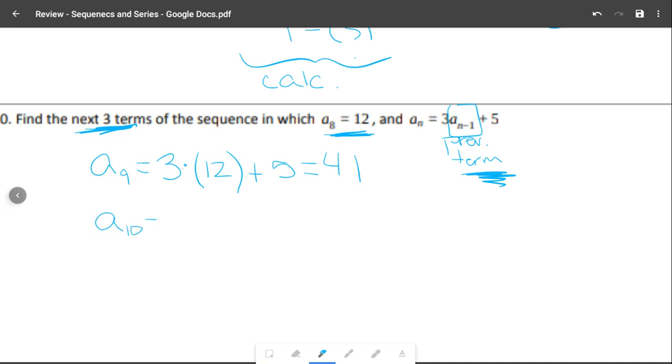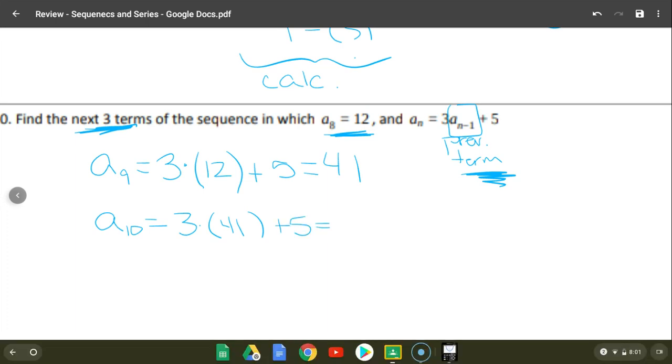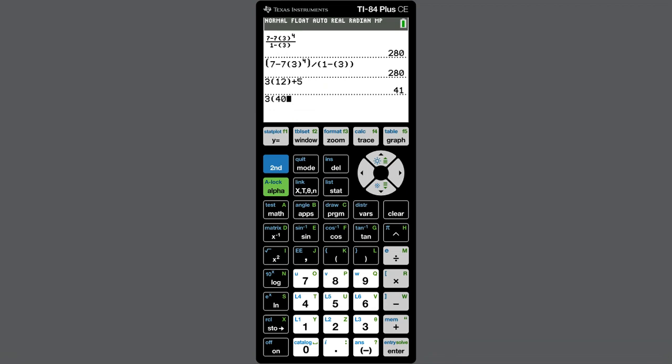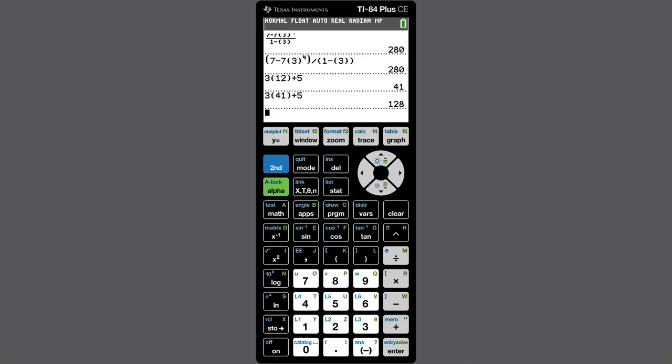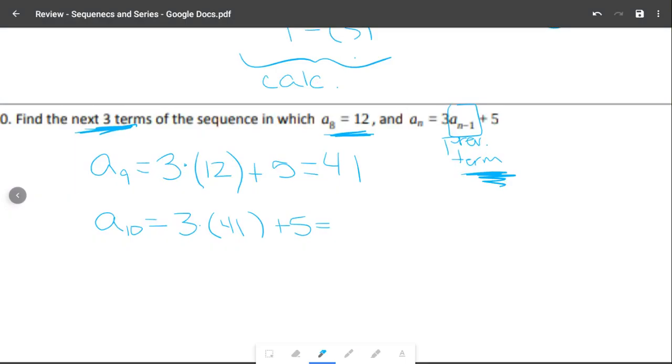Then we are going to find A10. Same formula, 3 times the previous term. So the previous term is now the 41 we just found, plus 5. Again, plug it in to your calculator. You should get 128.